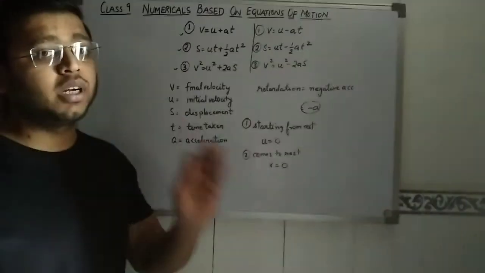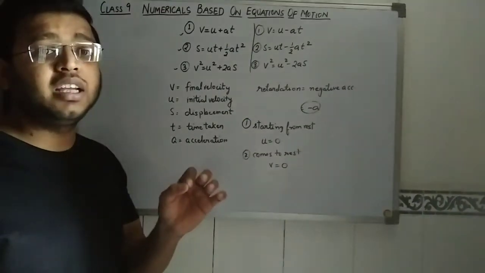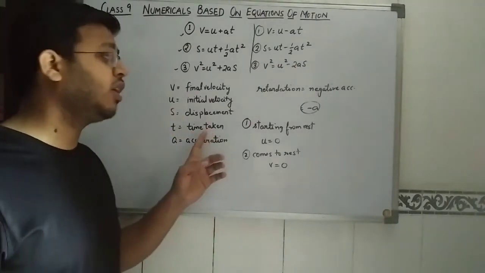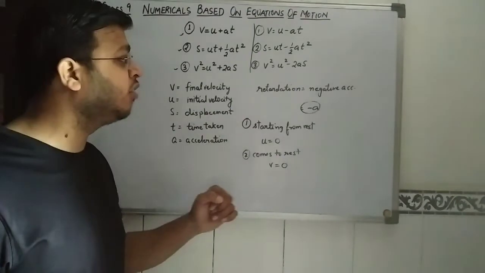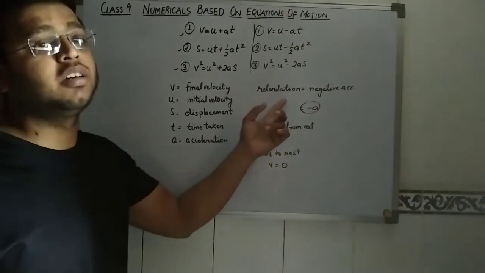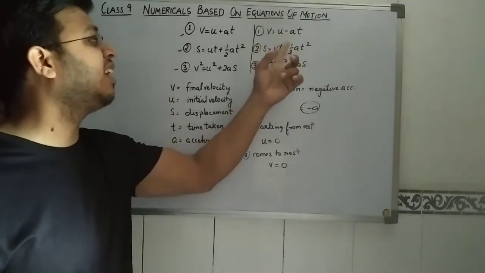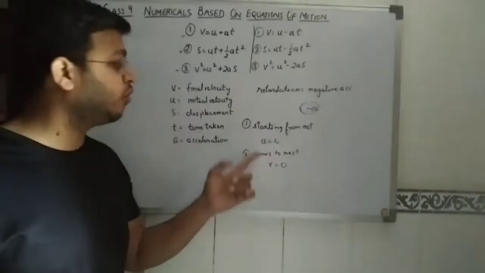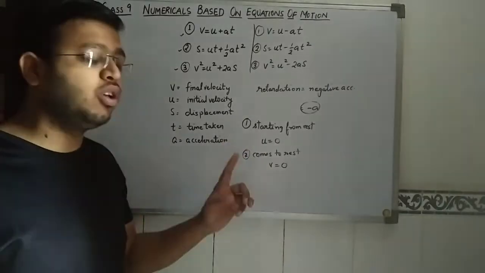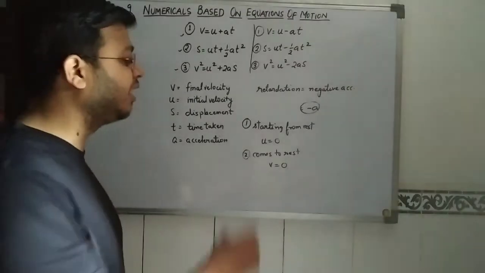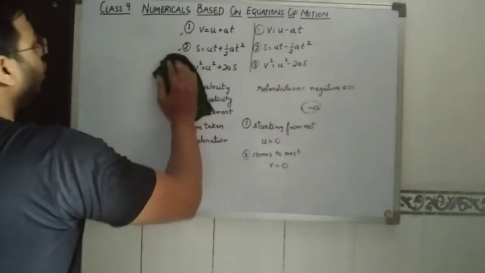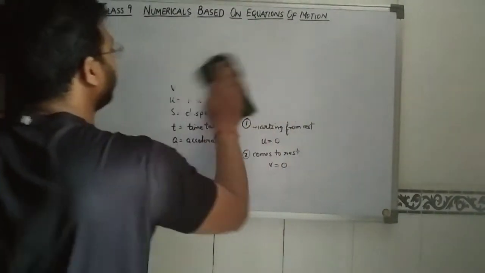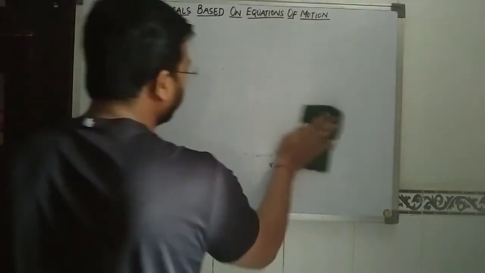First, equations you have to understand. Then you have to understand that each equation has 4 quantities in which one quantity is missing, given 5 quantities. After that, if the question is in terms of retardation, then each and every place of a you have to place minus a, and there are 2 more rules. When the object is starting from rest, then u is 0, and when the object is coming to rest, then v is equal to 0.